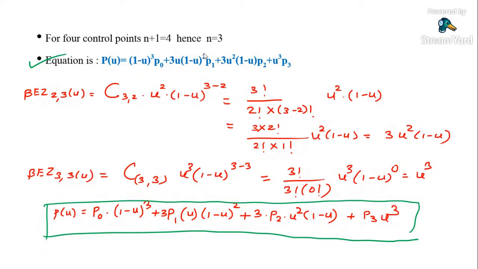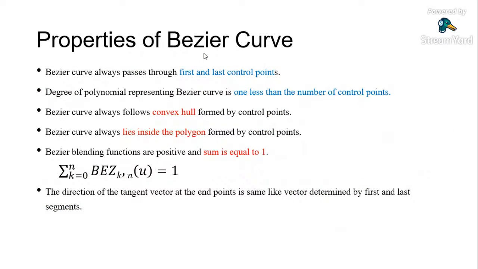Similarly, you can derive the equation for any number of control points. Now next, what are the properties of Bezier curve? First property: Bezier curve always passes through the first and last control point. Suppose those are the control points, then that curve must be passing through the first and last control point. So this is the first control point, last control point, but the in-between control points it is not passing through.